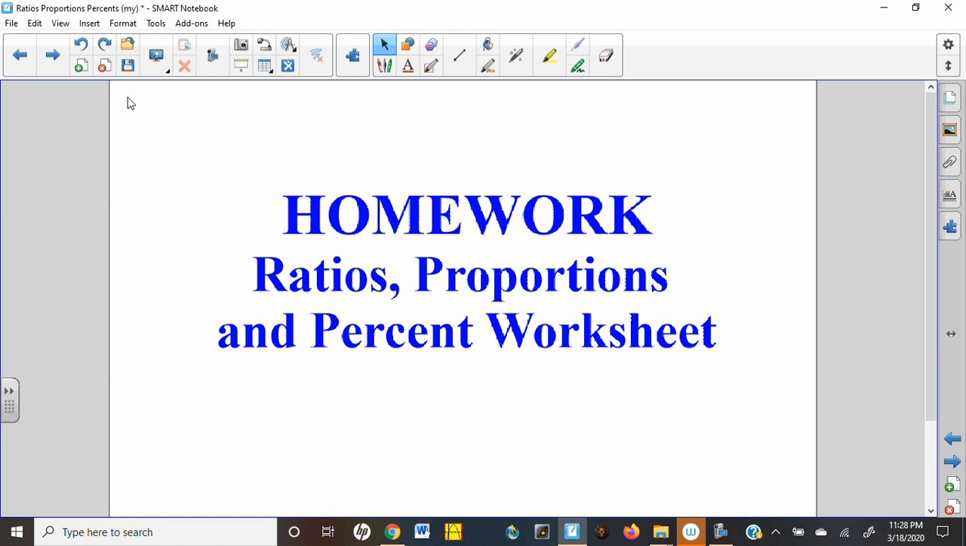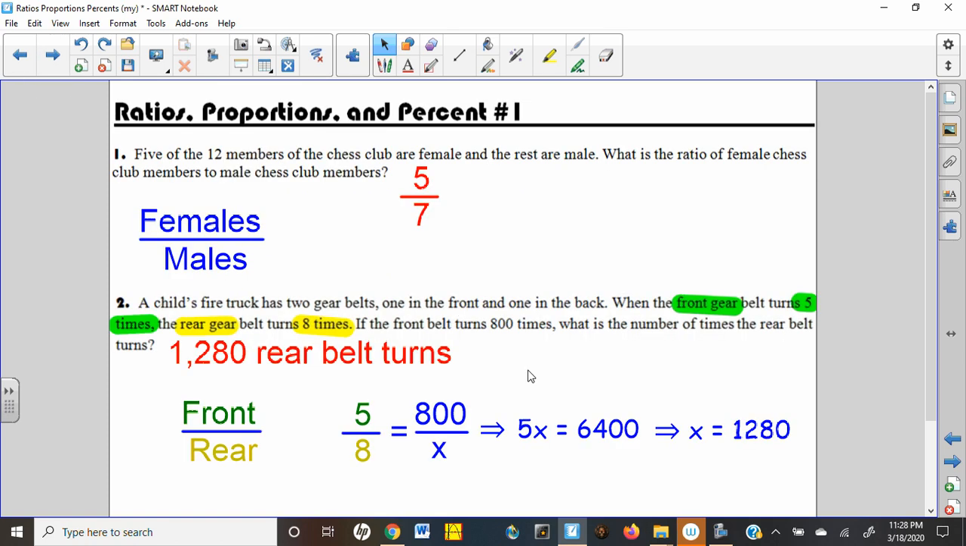With that being said, let's look at some answers here. Number 1, we've got 5 of 12 people in a chess club are female. The rest are male. So 12 minus 5 would be 7. What's the ratio of females to males? Well, there it is. We just said it, 5 to 7. So that one was just basically a subtraction problem.